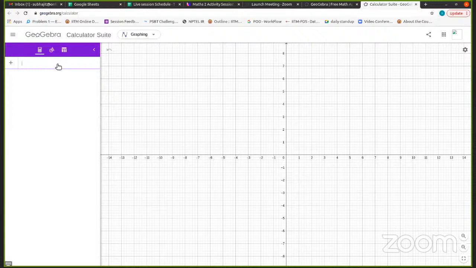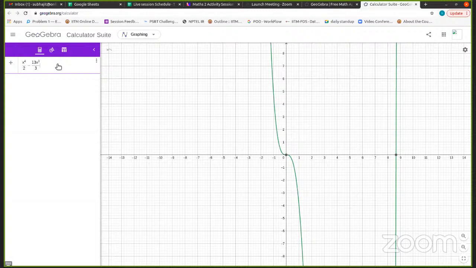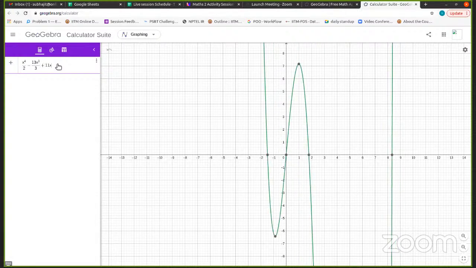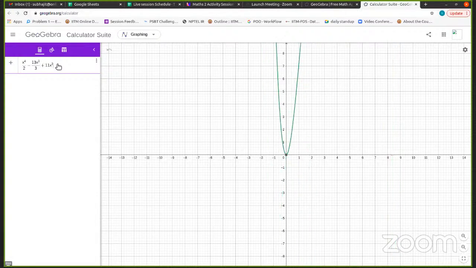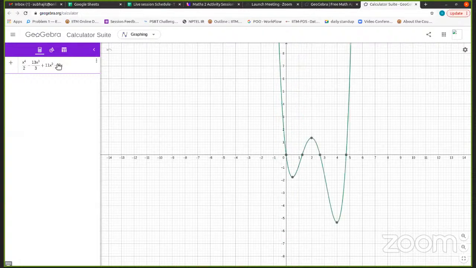Thank you, sir. So the function was x power 4 by 2, minus 13x cube by 3, plus 11x square, minus 8x. Right? This is the plot of the function.